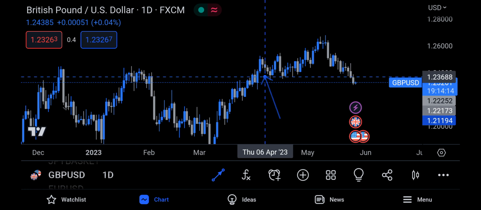We need markets to trade below this zone before we can confidently say that, okay, market is about switching its direction. But until then, since we are above this zone here, there's a good probability of price reversing, even taking out these highs, for a possible continuation to the upside. So in that case, it will be more like market giving us a series of higher highs and higher lows.